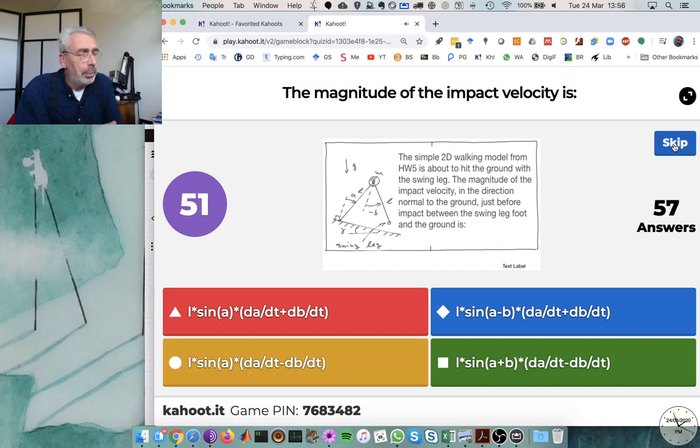Maybe a hint: just before impact, draw the configuration and determine the velocity of the point which is about to hit the ground. And then you look at the component normal to the surface.